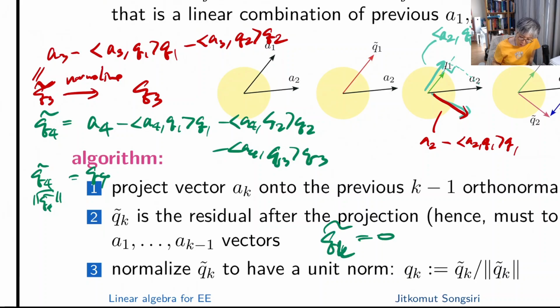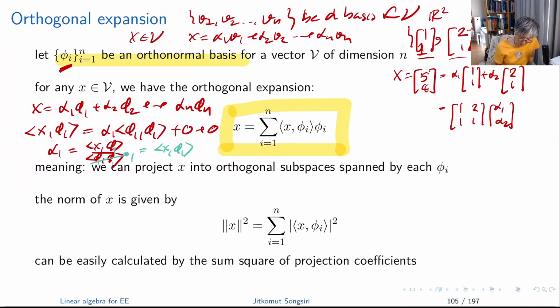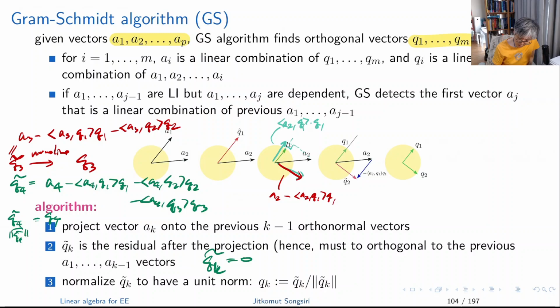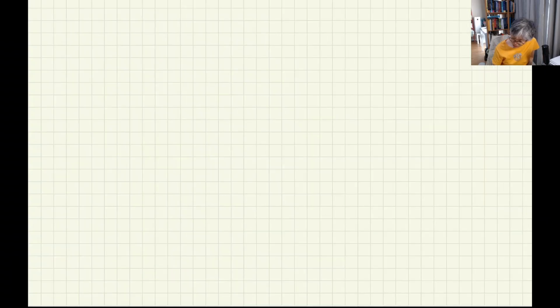If the residue after the projection is 0, it means that your A_k is a linear combination of the previous k minus 1 vectors. So it means that your A_k is dependent on the previous vectors. Okay, so let's see a numerical example that I prepared.